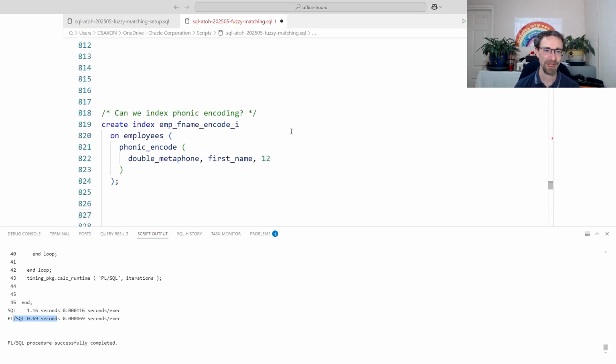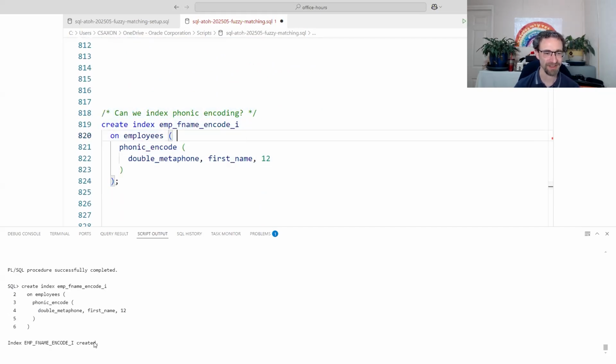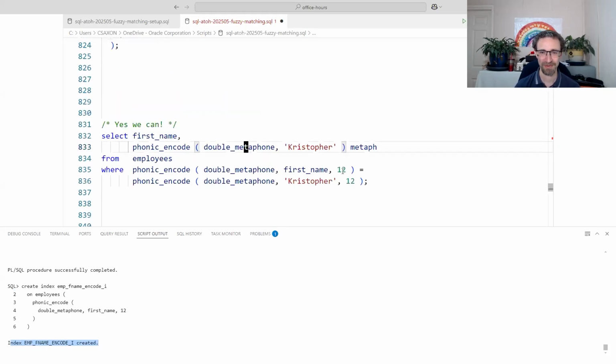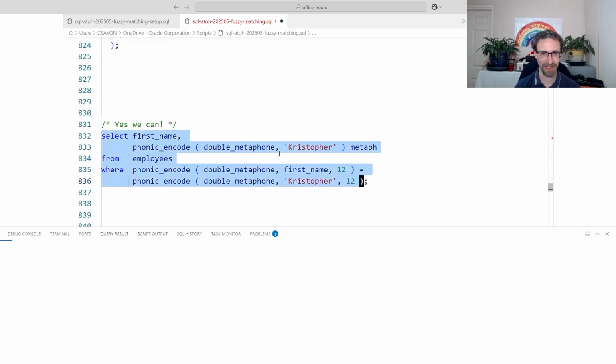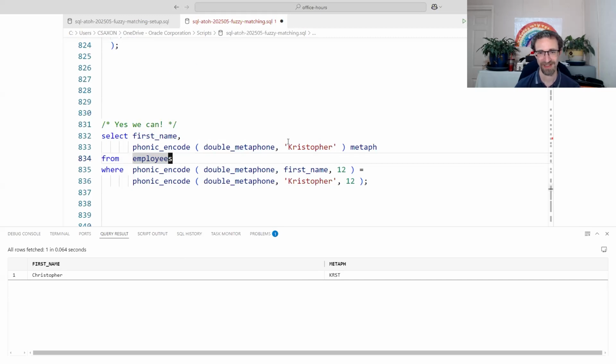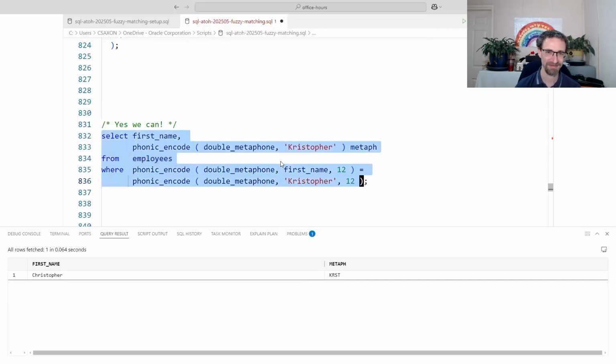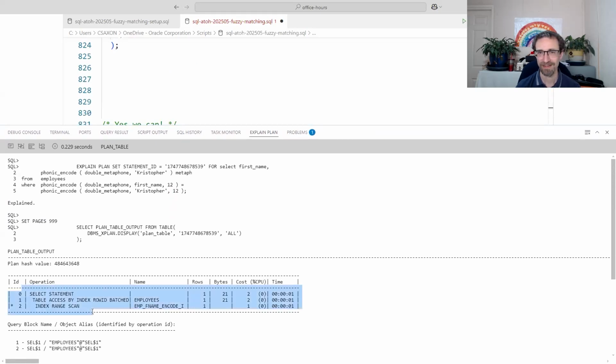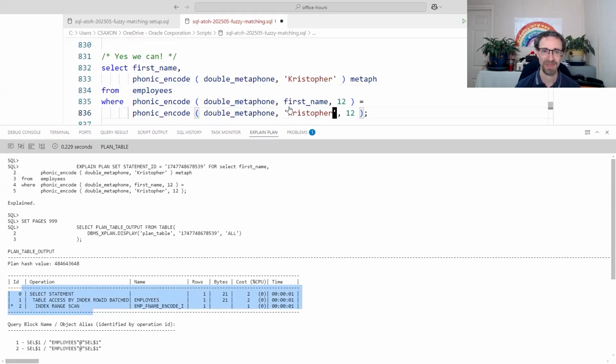Right. What about indexing? Let's look at indexing the function code. Well, let's create the index there. Created. Nice and easy. Does the job. Fantastic. Okay, we've indexed it. Notice we've done the 12-character encoding. So we can say Christopher and Chris, various spellings of Christopher compare. We look at the plan, and indeed, the query does use the index, right?